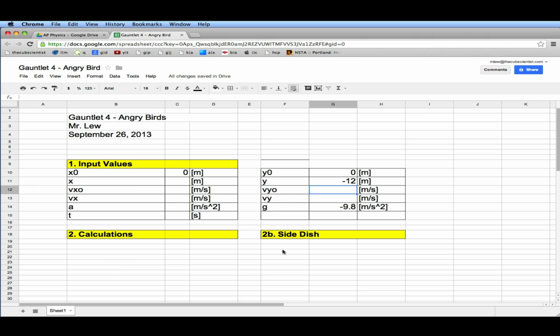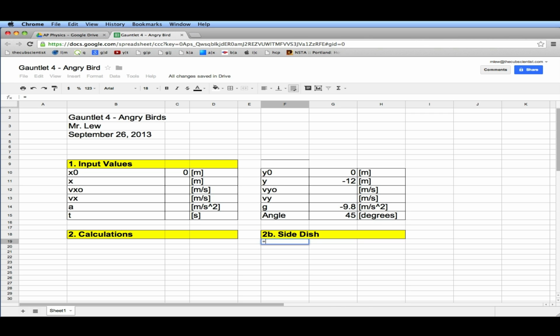We have some calculations. In the side dish for this gauntlet, you're going to have to use some trigonometric functions. So I'll add in here angle, for the angle that we're going to shoot things at, and this is in degrees. And I'll say 45 degrees. Okay, but in order to do some trigonometry, we're going to have to use the sine and cosine functions, which take radians. So I'll show you how that works.